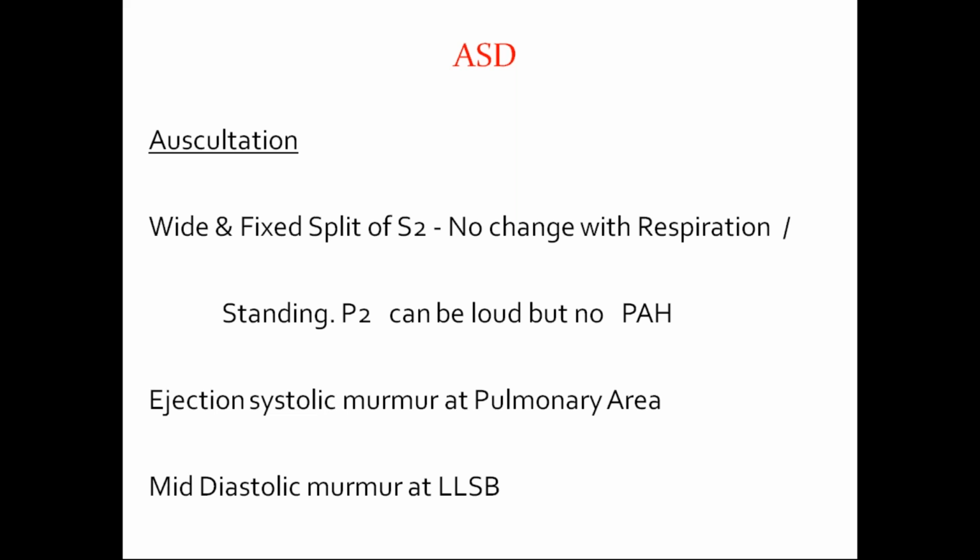That split can be appreciated. Okay, I think you're getting the point. Otherwise it is S1, S2. S2 has two components, A2 and P2. You must be knowing S1 is produced by the tricuspid and mitral valves, and S2 is produced by the aortic and pulmonary valves. When more blood is flowing, the pulmonary valve will take some more time to close because there is more blood. So A2 will come first and then P2.